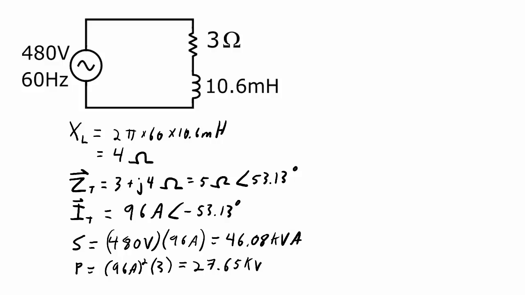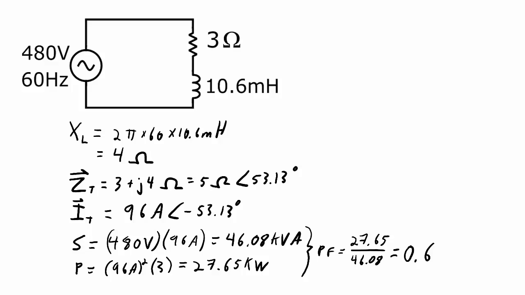27.65 kilowatts. Combine those two numbers together to get the power factor, P over S. So 27.65 divided by 46.08 gives me a power factor of 0.6. 0.6 is pretty low. So what am I going to do to correct for that 0.6?